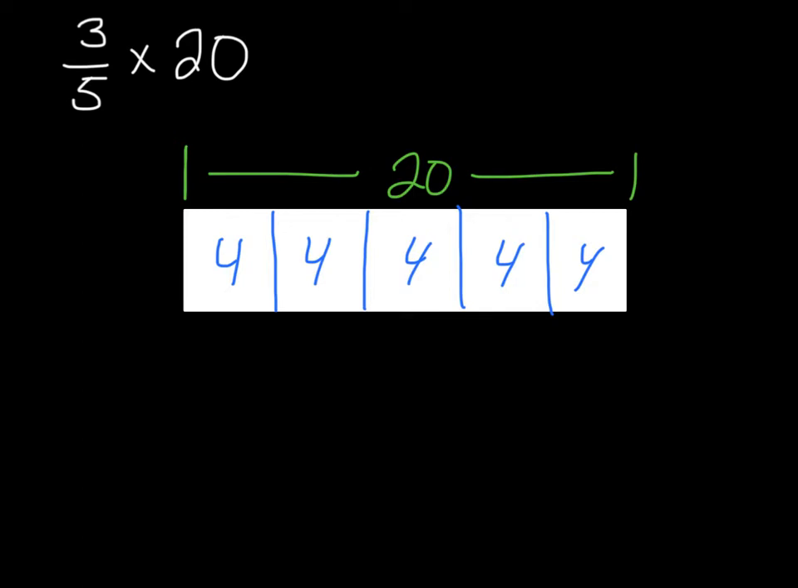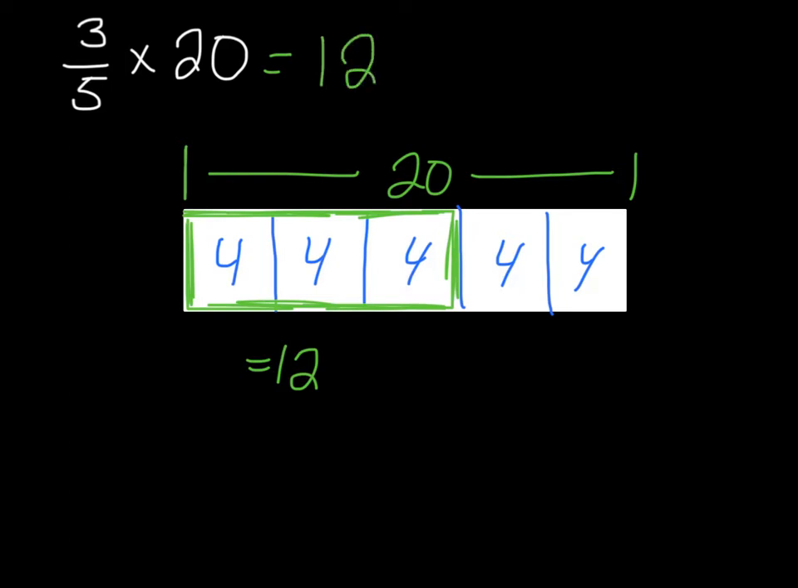We want 3/5 times 20, or 3/5 of 20. So I want to take 3 of these 5 pieces. So I highlight 3 of the boxes, and then I look at what those 3 boxes contain. A 4, and another 4. 4 plus 4 plus 4 is equal to 12. So 3/5 times 20 is equal to 12.